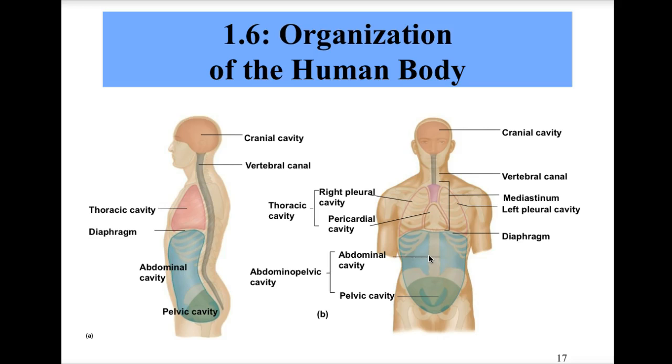Of course, then the last would be the pelvic cavity, and the pelvic cavity is going to house the urinary bladder, the internal reproductive organs, such as the ovaries and fallopian tubes and such, so on and so forth.